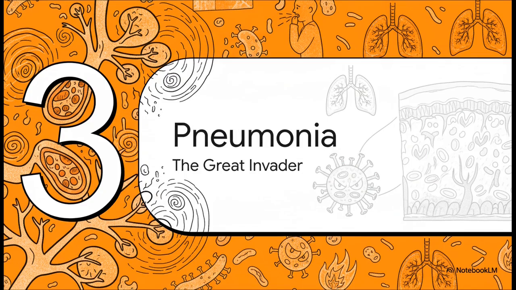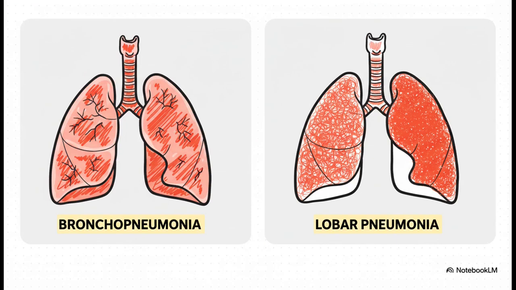Now we're talking about an outside enemy. Pneumonia. I'm telling you, this you will see every single day in your clinical practice. What is pneumonia? Simply, it's just an infection of the lung tissue itself, the parenchyma. Now, it's very important to know the two main patterns, okay? One is bronchopneumonia. This is like patchy infection here and there. The other is lobar pneumonia, where the whole lobe, one entire section, becomes solid.